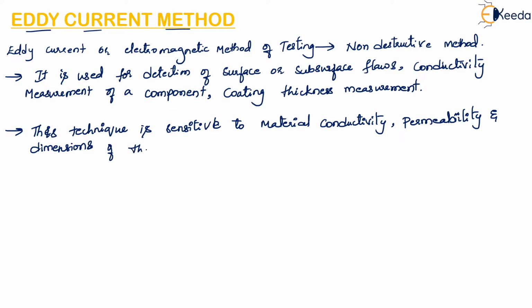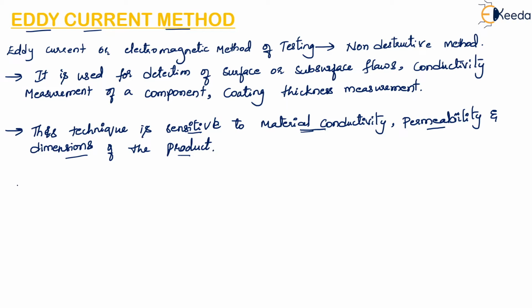So when we are using this method for testing, we have to consider material conductivity, permeability of the material and the dimensions of the product or the component. So this method is very sensitive to these three properties of the component. So when you are selecting this method, you have to check for material conductivity of the component, then permeability and the dimension of the component.